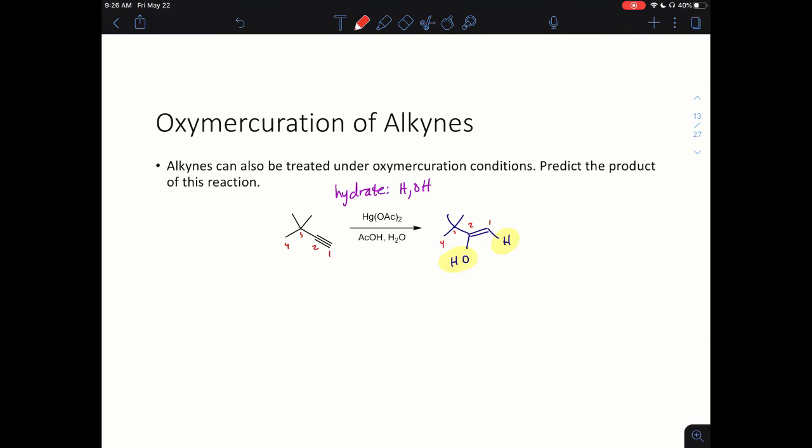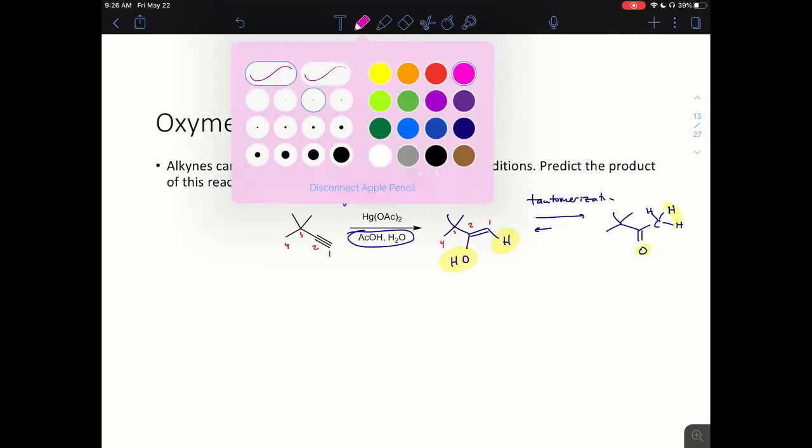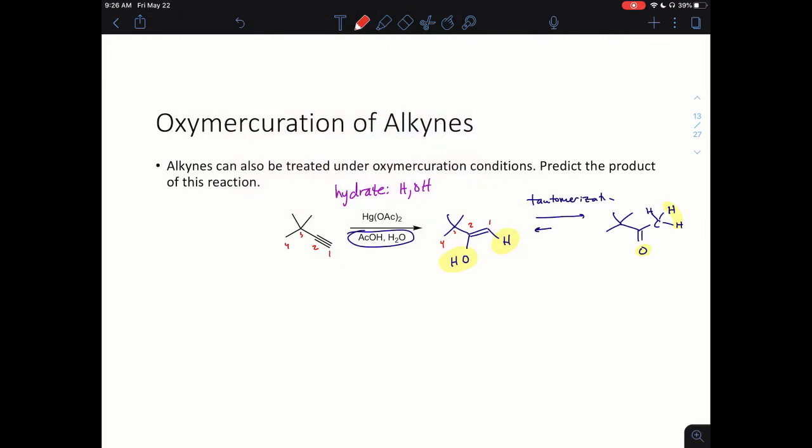Are we going to isolate the enol? Nope. Under acidic aqueous conditions, which we are in, we will see tautomerization to form the ketone. It will form the constitutional isomer of the enol. This is still a hydration though, right? We've still added HOH across the 2 carbons of the alkyne. But we will observe this ketone product.